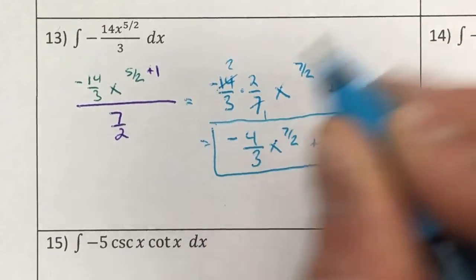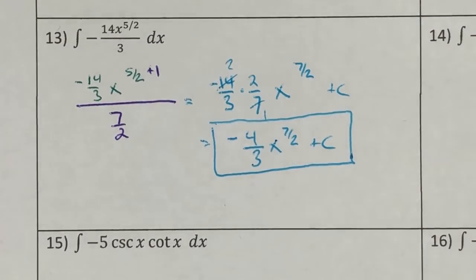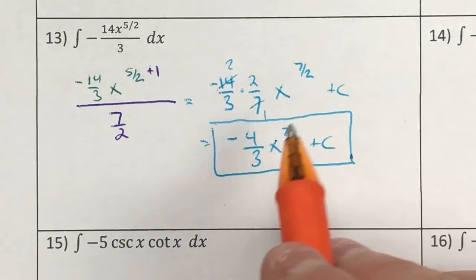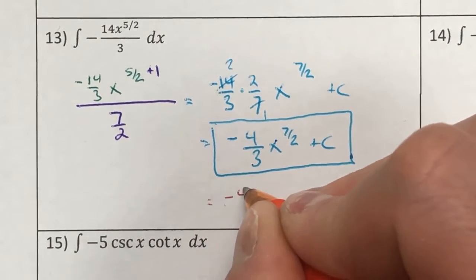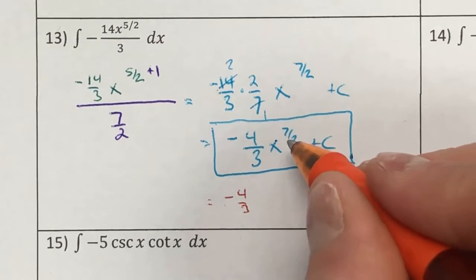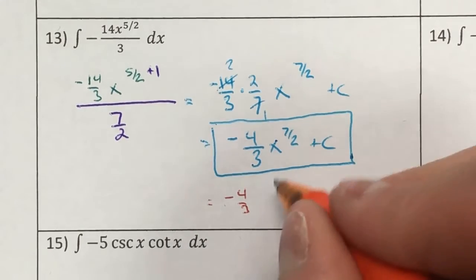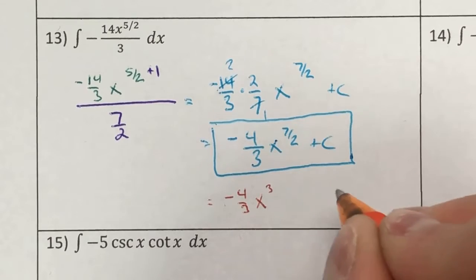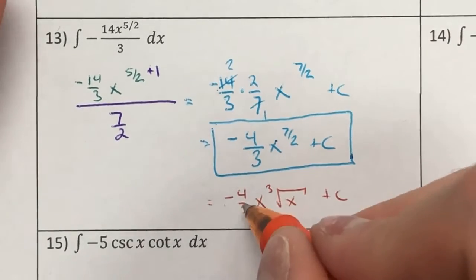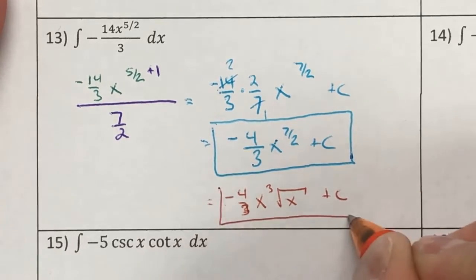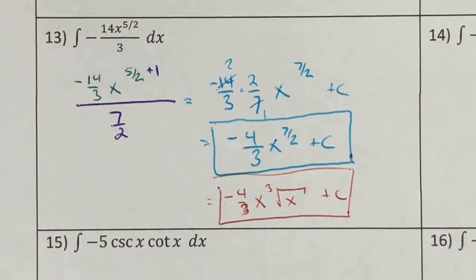Now there's the answer in the form of the question that I was given. If you wanted to put the answer in standard form, or what we would call radical form, let's see, this is going to be negative 4 thirds. I have 2, 4, 6. I have 3 x's that are going to come out, and I'm left behind with a root x. This is the answer in standard or in radical form.